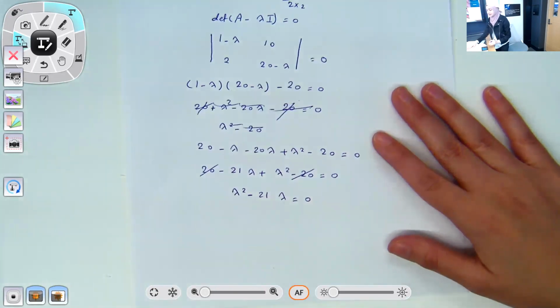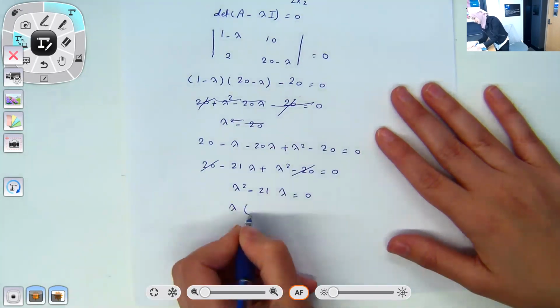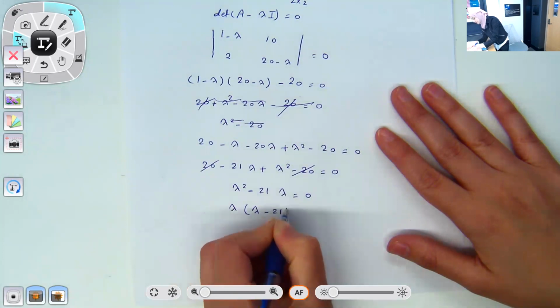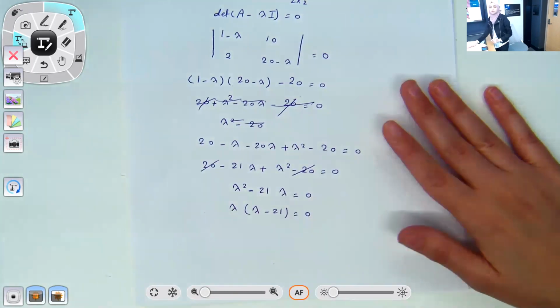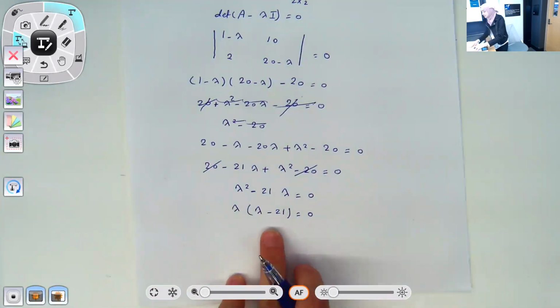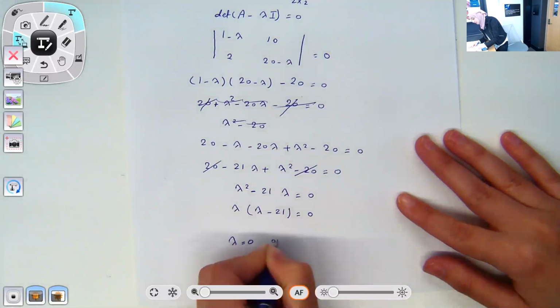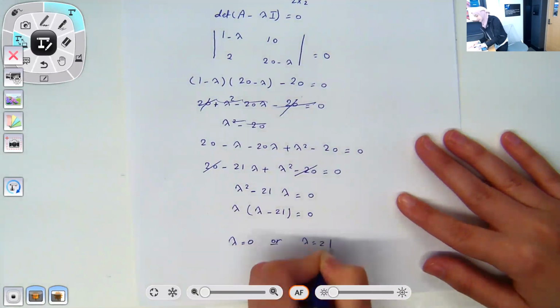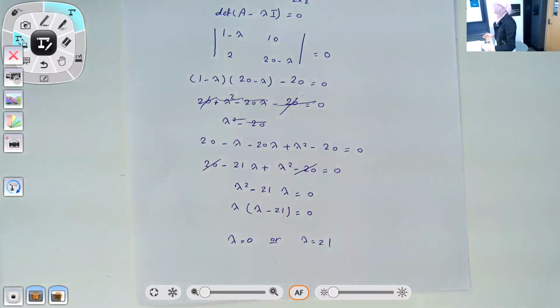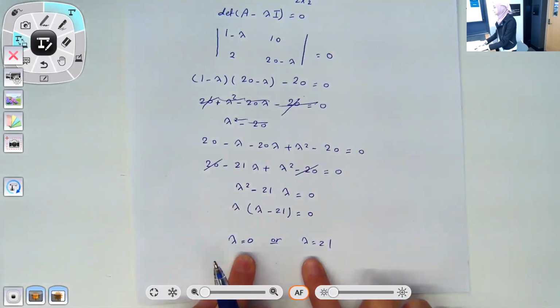You can take lambda as a common factor. If you take lambda as a common factor, it remains lambda times lambda minus 21 equal to 0. So the value of lambda equals 0 or lambda equals 21. If you look back to the matrix A, here we got the values of lambda: one is 0 and one is 21.